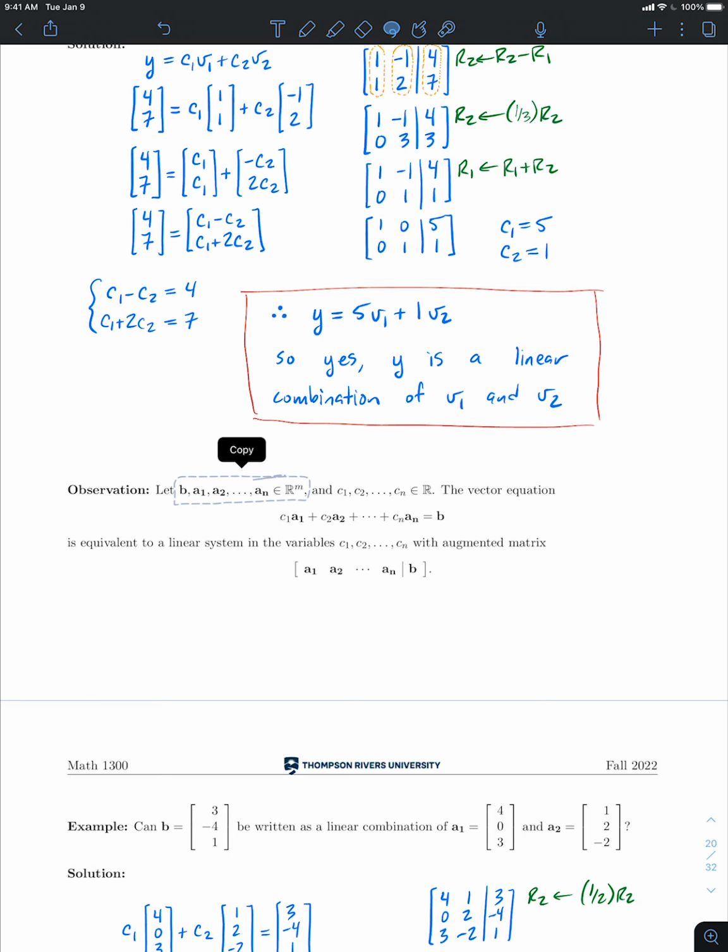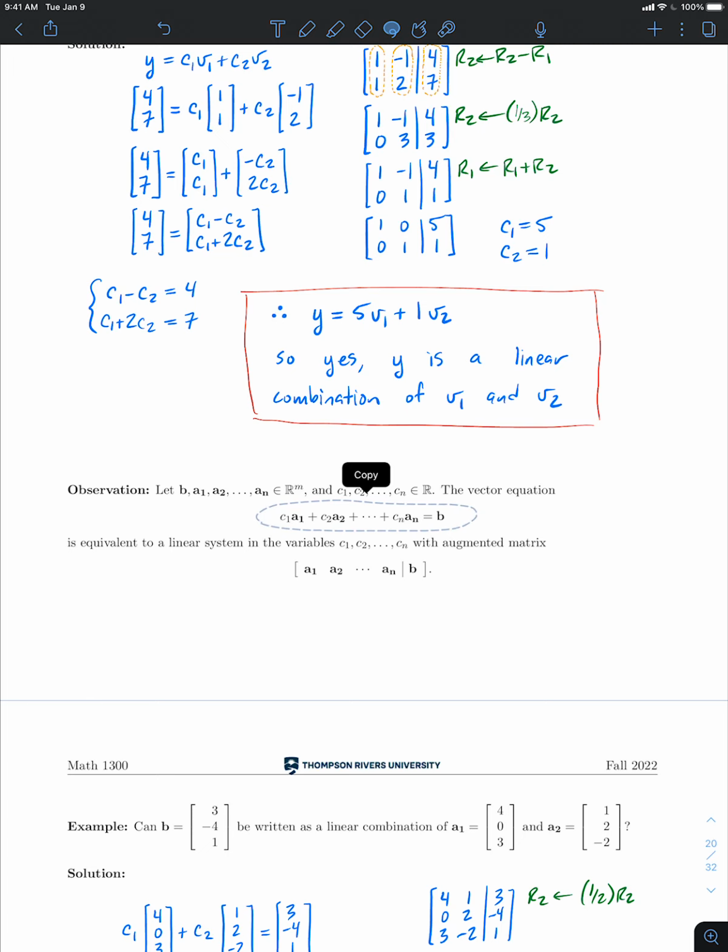So N is the number of vectors in your list of A vectors, and M is the number of coordinates that each of those vectors has. And then you've got a sequence of scalars as well: a scalar attached to each of the A vectors. That's all the setup that's required to build this equation. So the idea is we've written B as a linear combination of the vectors A1, A2, all the way up to AN. That's the most general linear combination you could write down.